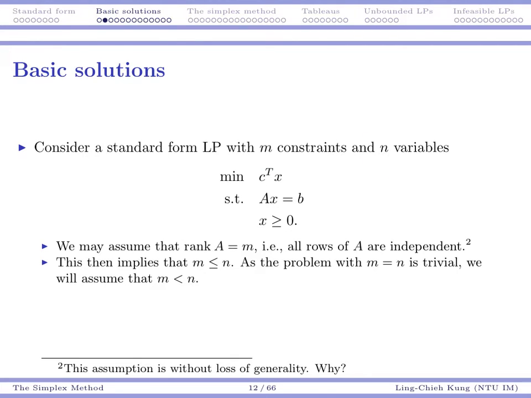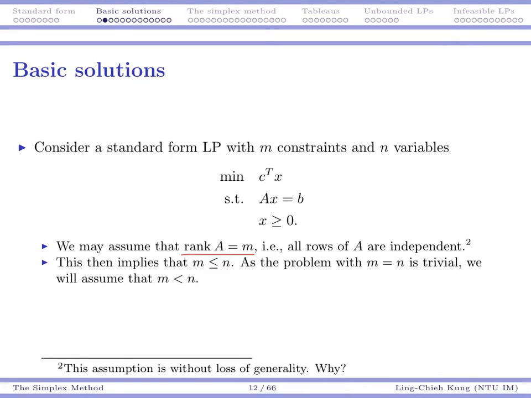Okay, so that means if we express our standard form in these matrix notations, then our A matrix has m rows and n columns. Okay, m rows and n columns. And we further assume that the rank of A is m, which means all the rows are linearly independent.